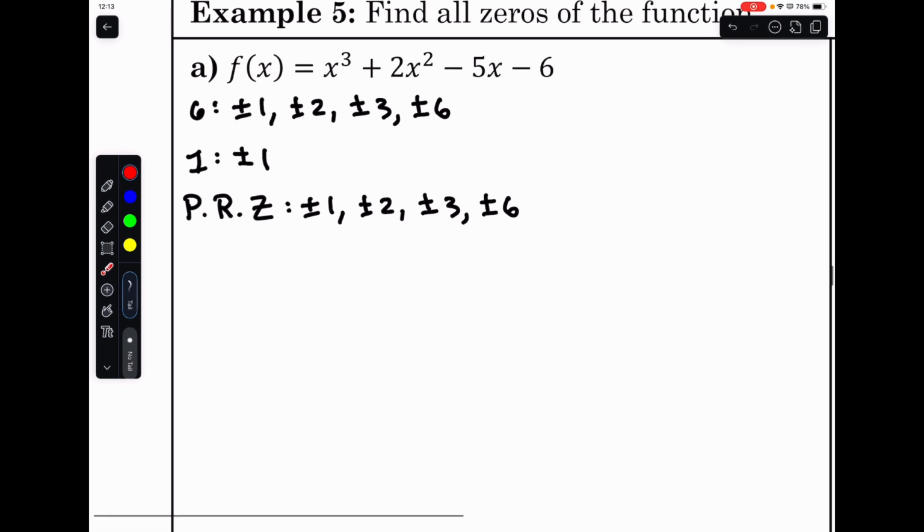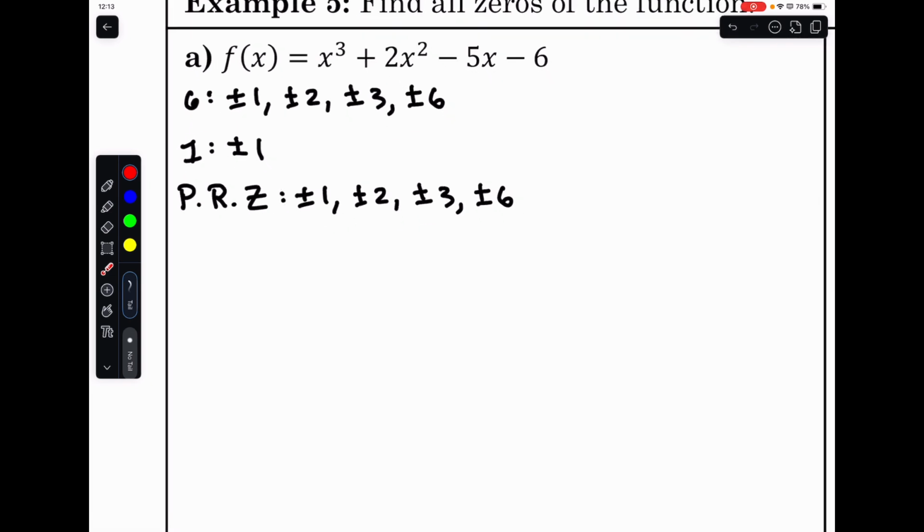Now that we have the list of these 8 numbers, our graph is possibly going to cross the x-axis at one of these 8 numbers. So the way we're going to check is by using the remainder theorem, substituting these values by trial and error into my function and seeing if that answer is equal to 0.